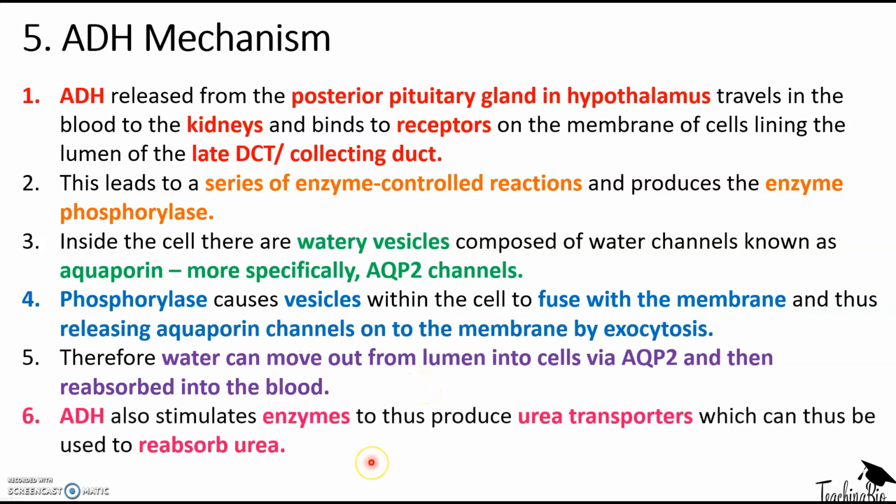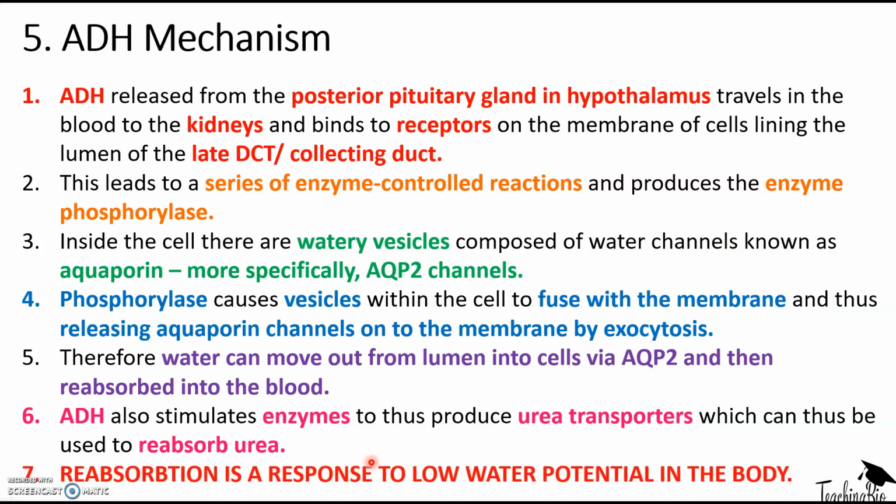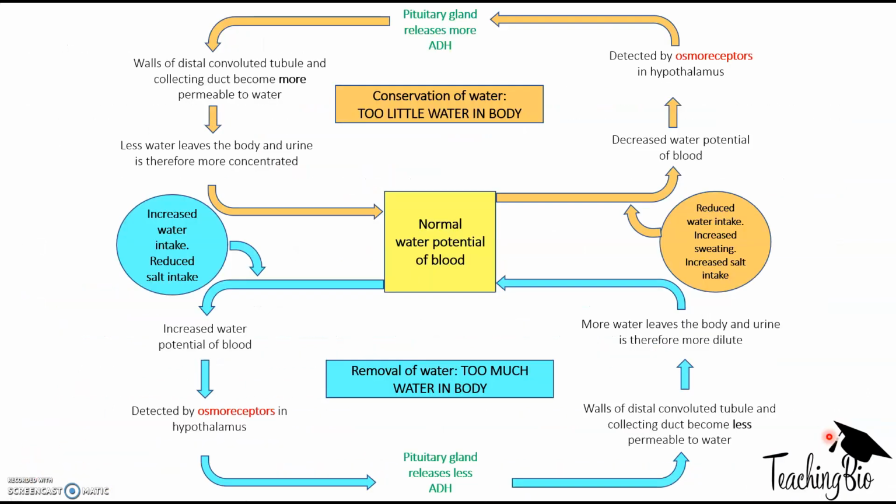blood. And then ADH does a similar thing with urea, because I remember I said before some of the urea will be lost in the urine, so will be reabsorbed. And that will stimulate more enzymes to make specific urea transporters, and then we can use the exact same mechanism here to draw the urea out of the collecting duct into the cell and then into the blood. And then reabsorption of water is a response to low water potential in the body, and that is the most fundamental statement to take out of this.